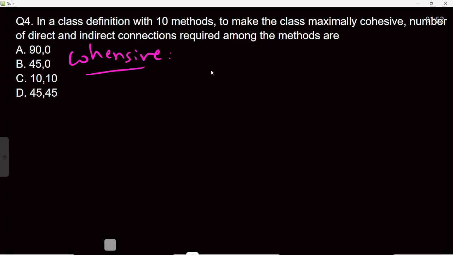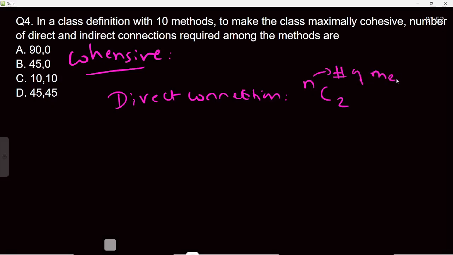For the direct connections, we can find them using NC2. And what is N? N is the number of methods. In our question, the total number of methods given is 10. So 10C2 is our answer.